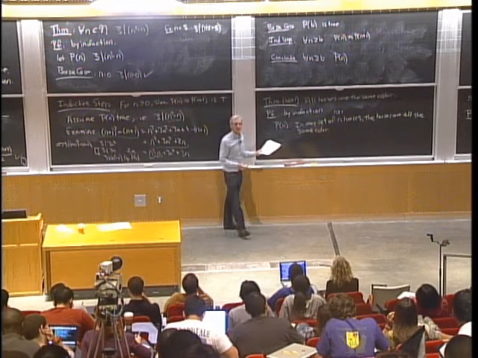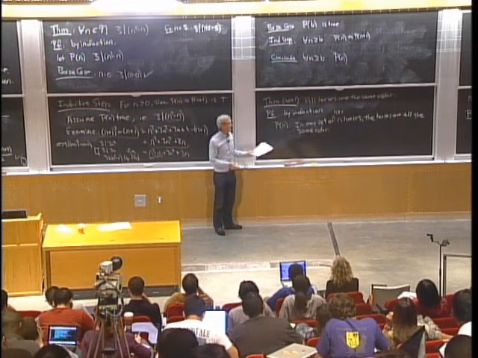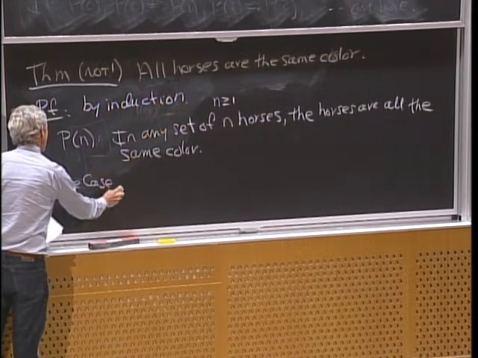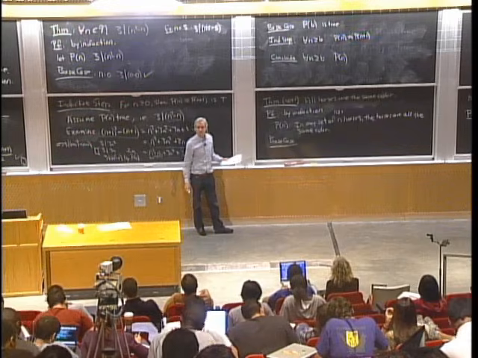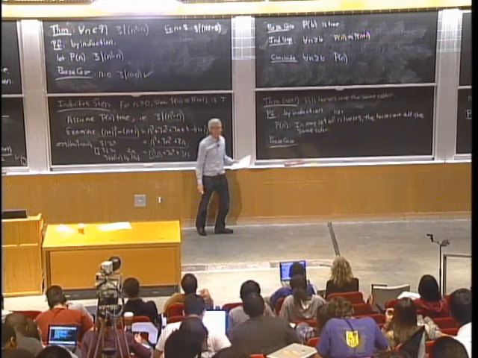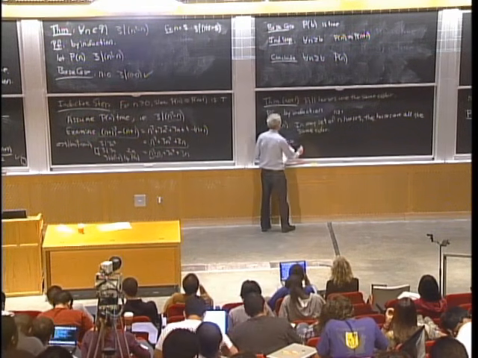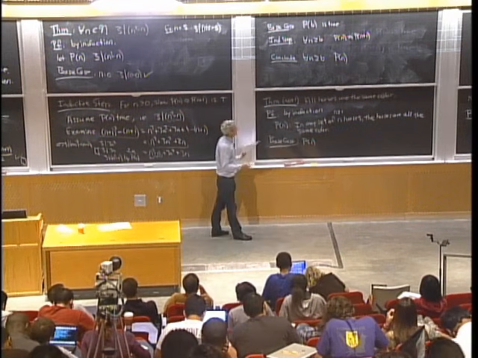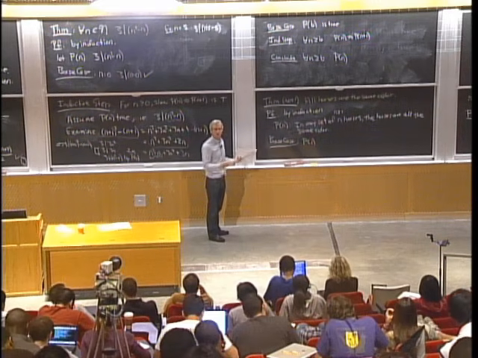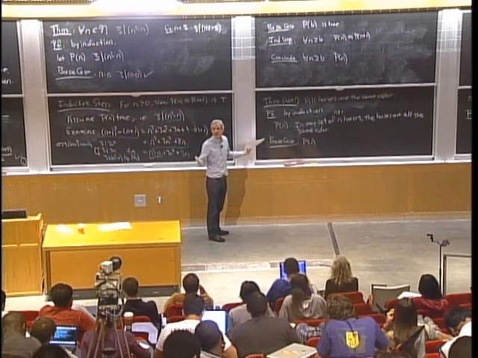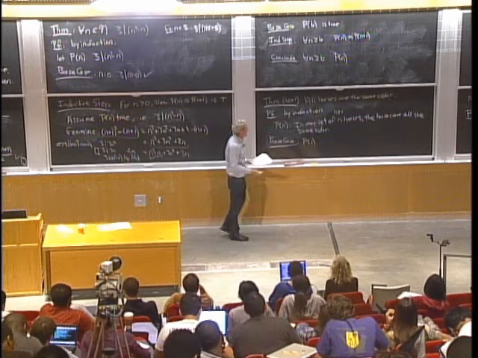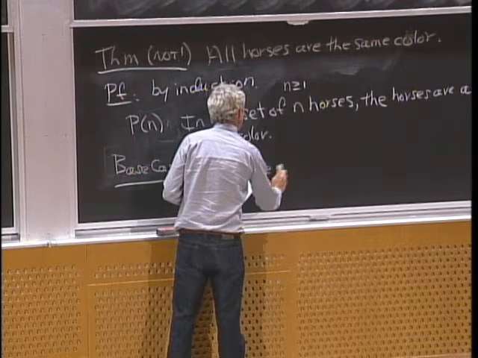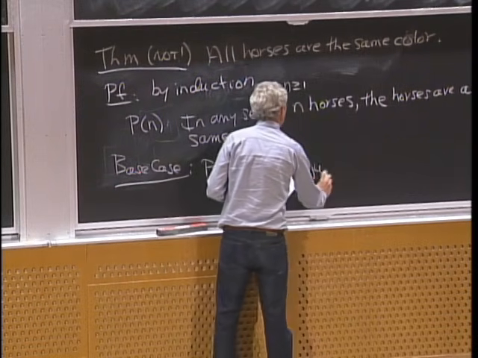What's the next thing I do? What's the next step? Base case. Now, what am I going to use as my base case here? One horse. OK, or n equals 1. So P of 1. That would say that in any set of 1 horses, the horses are all the same color. Well, that's true. I got 1 horse. It's the same color as itself. So that's easy. It's true since just 1 horse.